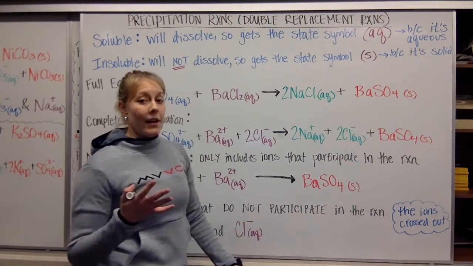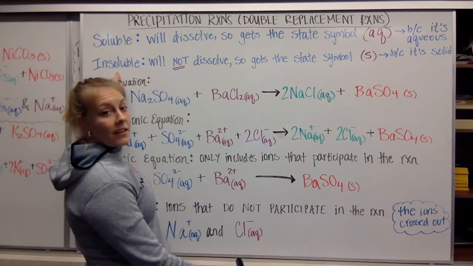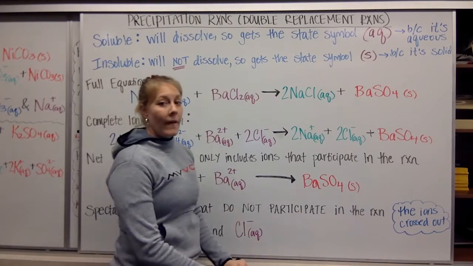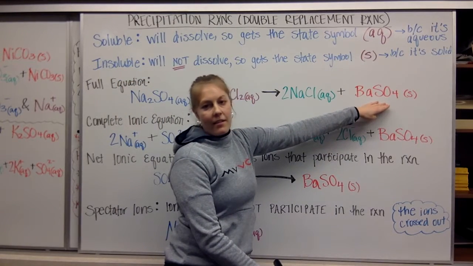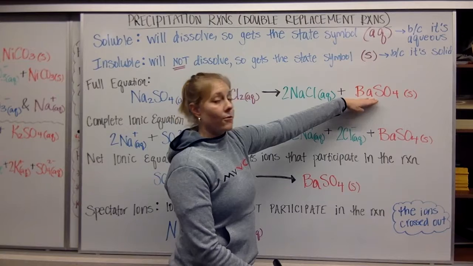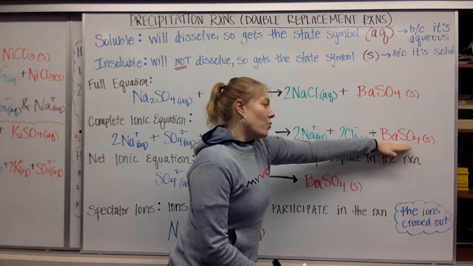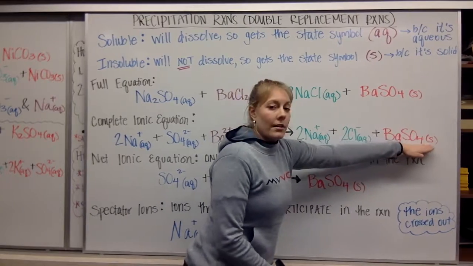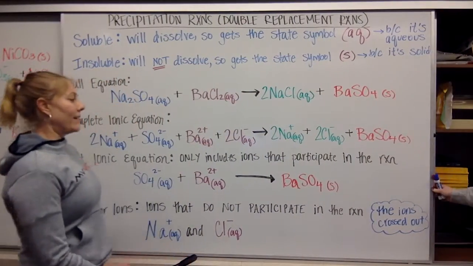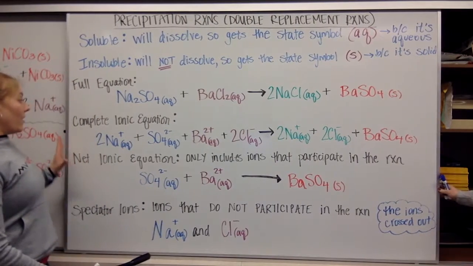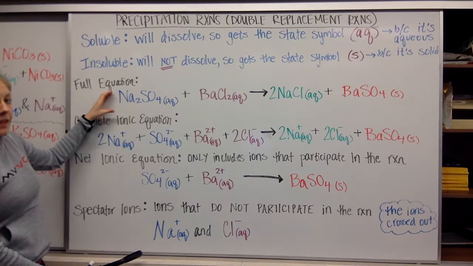Now our last product is a solid. Remember, a solid means it's insoluble. It will not dissolve, right? If this is not dissolving, it's not breaking up into its ions. So we cannot break BaSO4 up into its ions because it can't dissolve. So we keep BaSO4 as a full compound right there, right? Because it is not breaking up into its ions. Now, this is a complete ionic equation for this reaction that's happening.